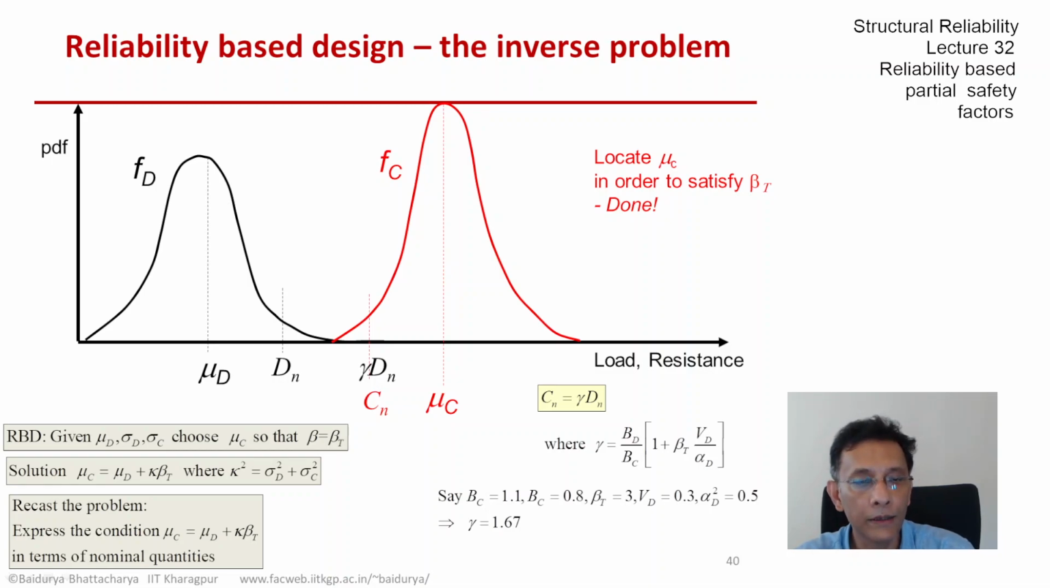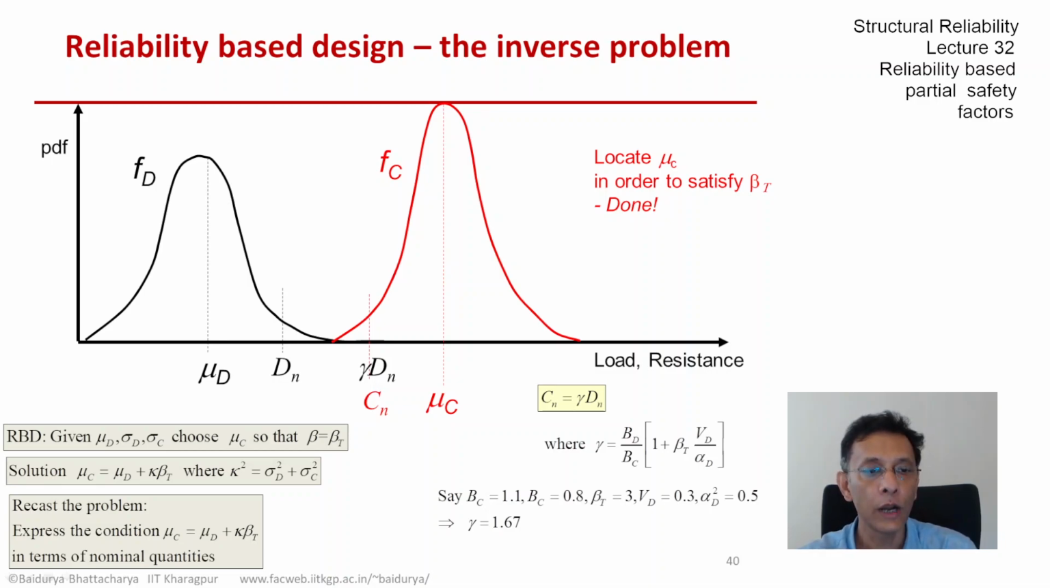Now putting in the numbers, let us say the bias in C is about 1.1, so the mean over nominal is 1.1. The bias in D is, say, 0.8. There's a mistake there, it's B of D is 0.8. The target reliability is 3, which we have commonly been taking. The uncertainty in D is 30%. Let's say the two variances of C and D are roughly of the same value, so sigma squared D would be about half. If we put in the numerical values, we get a gamma of 1.67. So again, we come to this quantity 1.67 as another coincidence.